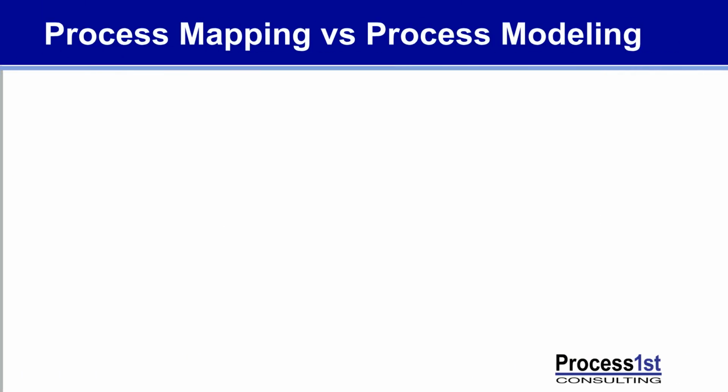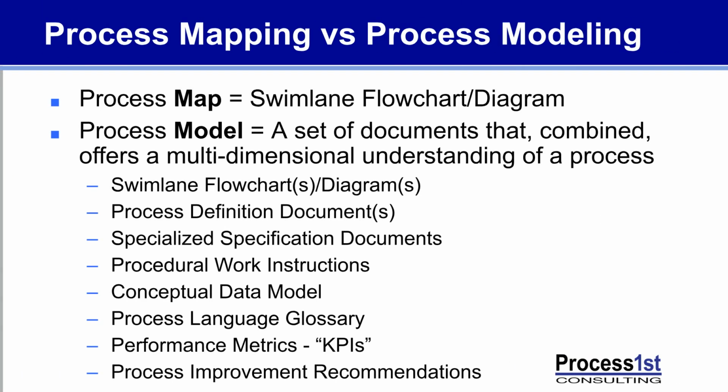It is important to distinguish between a process map and a process model. A map is typically a swim lane flowchart, while a model is a comprehensive collection of documents that offers a multi-dimensional view of a process, including metrics, instructions, and specifications.